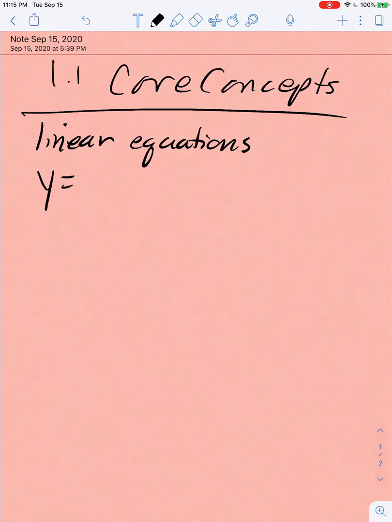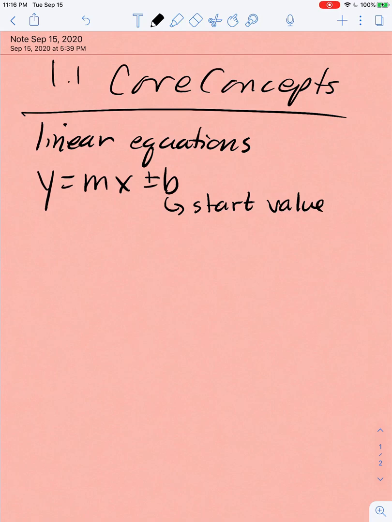So the core concept today is going to be linear equations. This is something you should already know how to do. Probably the most common form that you would remember is y equals mx plus or minus b. Keep in mind that b is your start value. You guys would have thought of it as the y-intercept. And m is going to be your slope or your rate of change.